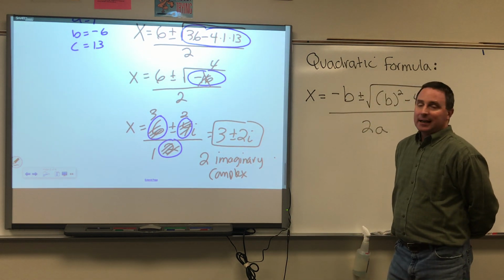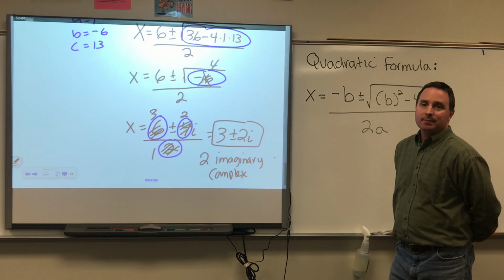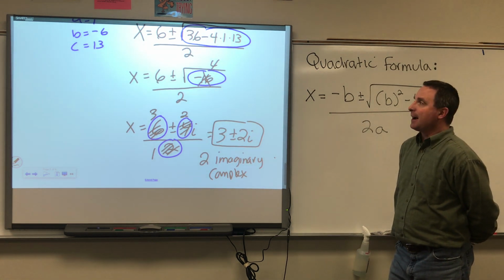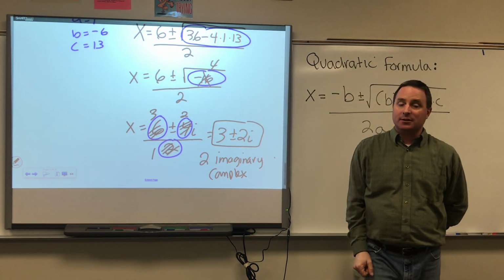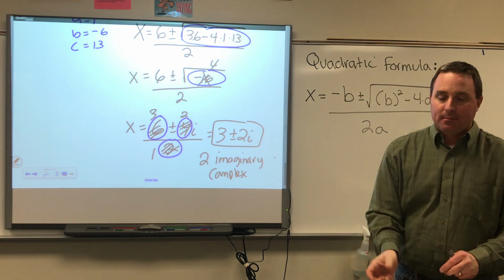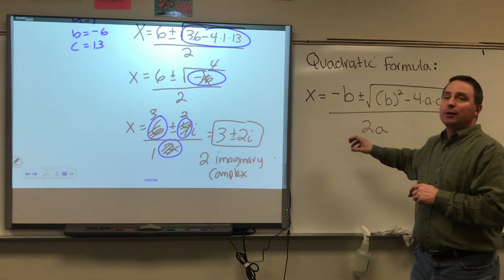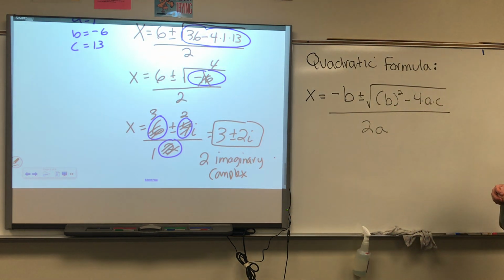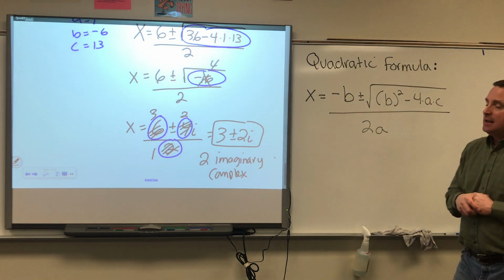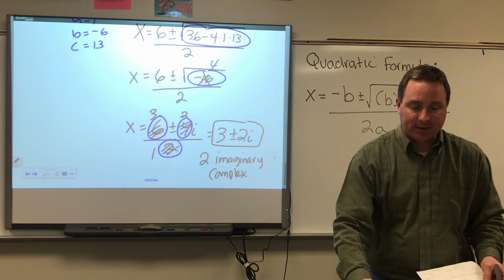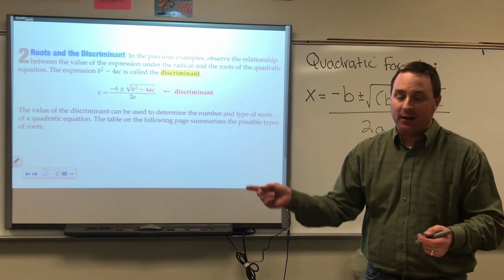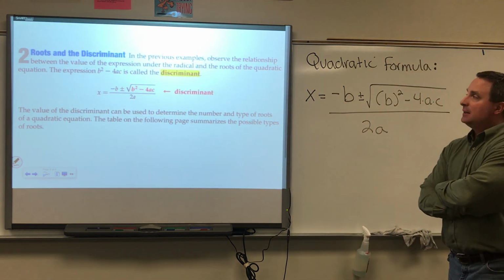Okay? So it kind of ties together all the stuff we've done in previous lessons with simplifying radicals, radicals of negative numbers, perfect squares, and things like that. But that's the real nitty-gritty of how the quadratic formula works. Well, there's a second part to this lesson, and this is the last part, and it's actually a little bit easier. It's this thing called the discriminant.